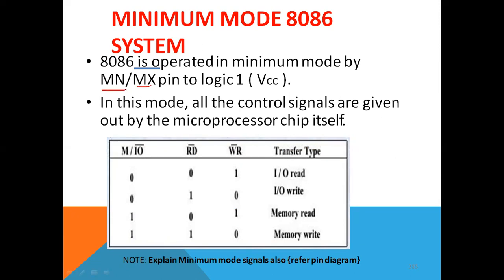Here we have the MN/MX bar pin. If we give 1 as the input, then 1 slash 1 bar means it is 0. So logic 1 means it acts in minimum mode operation, and logic 0 means it acts in maximum mode operation. In minimum mode, all the control signals, the read and write signals, are given out by the microprocessor chip itself.